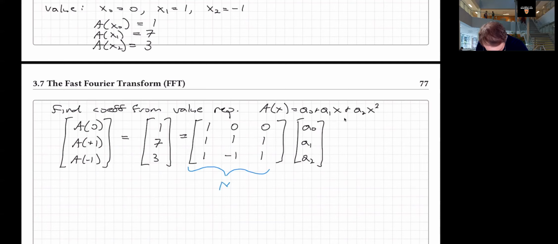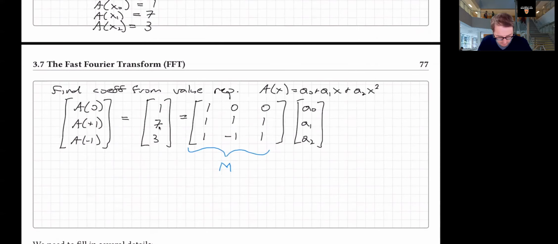Call this thing M. Right? So then what I have is, if I know this and I want to solve for a0, a1, a2, then basically what I have to do is invert this matrix M. So I get that a0, a1, a2 is equal to M inverse multiplying the value representation, 1, 7, 3.